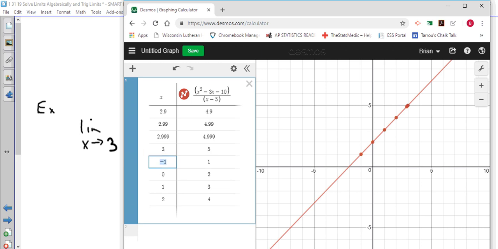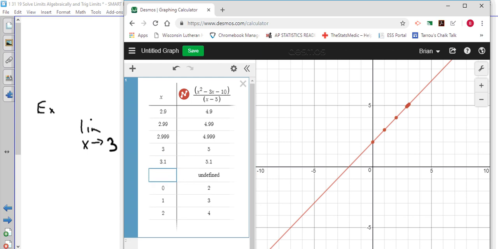If I go to the right side, I'm plugging in 3.1, and then 3.01, 3.001. And if I want to go in descending order, 3.1. Now, do you have to do that for all the different values? No, you don't have to do that for all the different values.